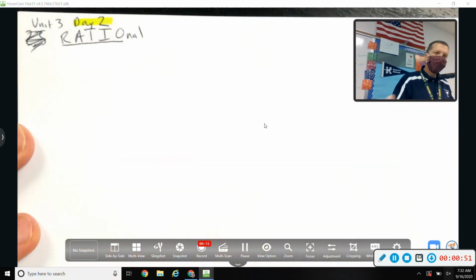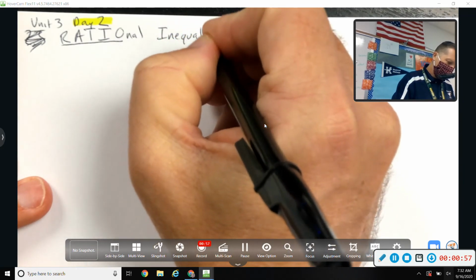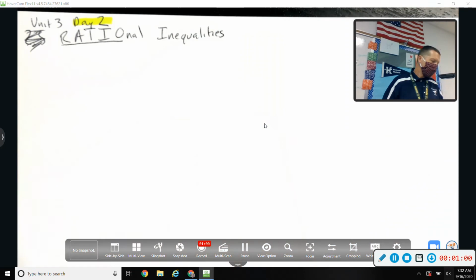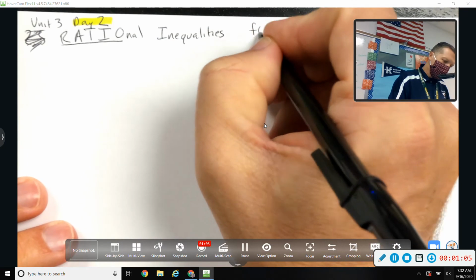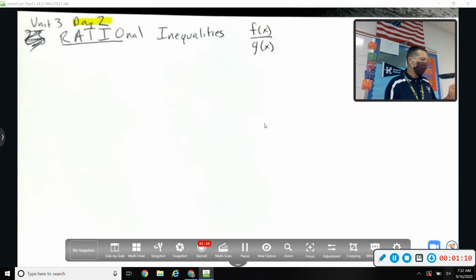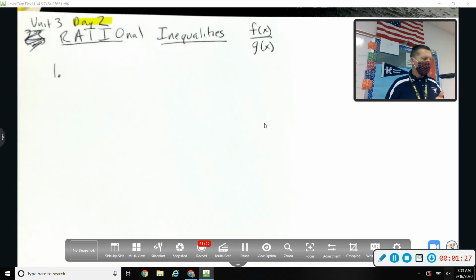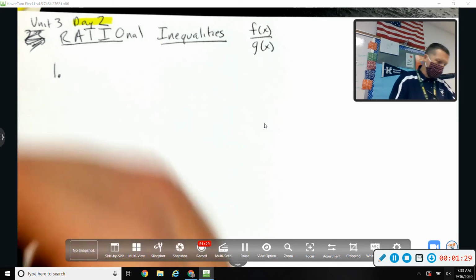Rational, meaning ratio, rational inequalities. So all of today's are going to look like f of x over g of x. Because that's a ratio. The steps are pretty similar to what we did with previous inequalities. You find the zeros, put them on the number line, and test the intervals. In fact, that's the steps.